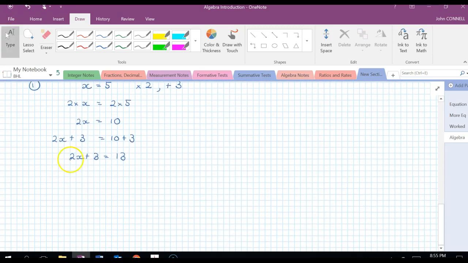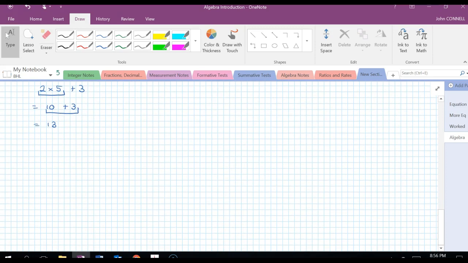Now, is that true? Well, it was for x equals 5, so 2 times 5 plus 3. I'm going to do my multiplication first. So it's going to give me 10 plus 3. Then I'm going to do my addition. So it's going to give me 13. So that's true.